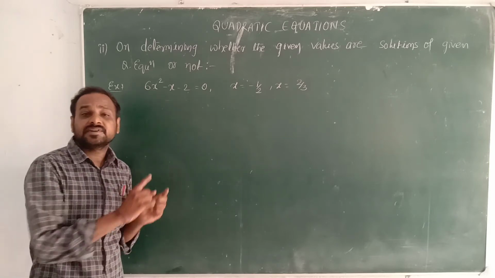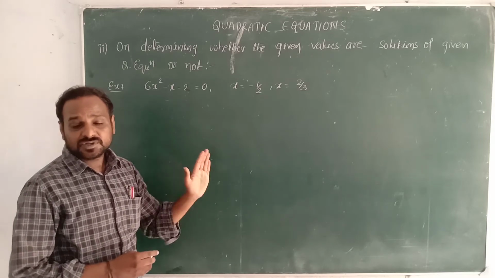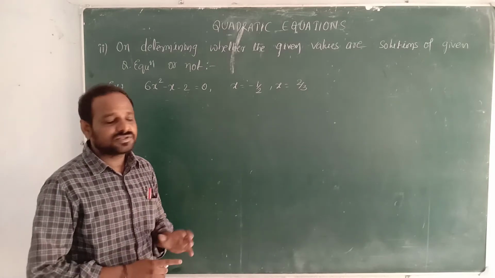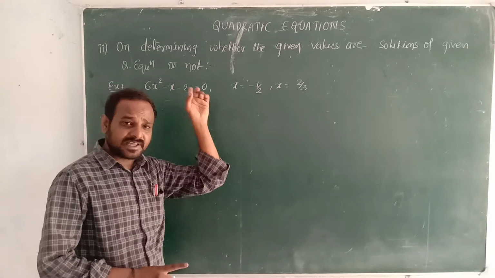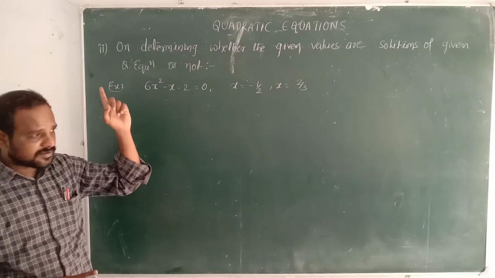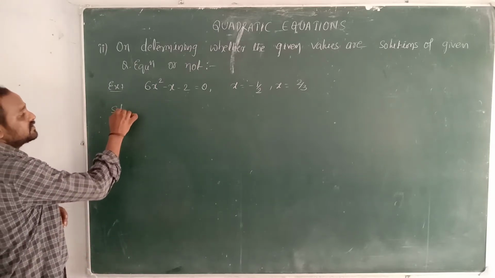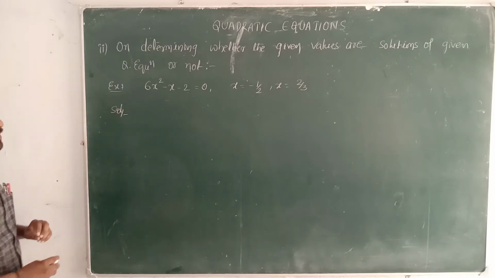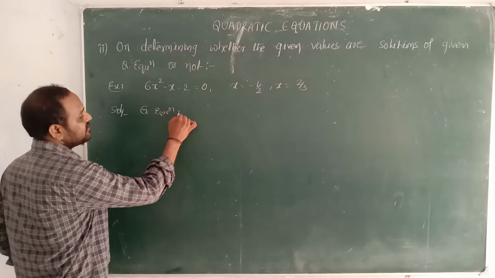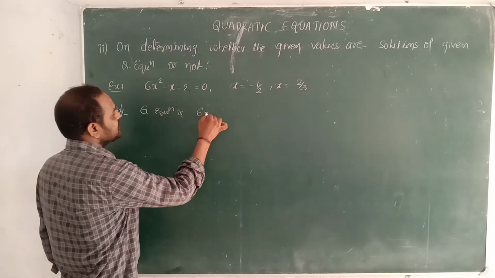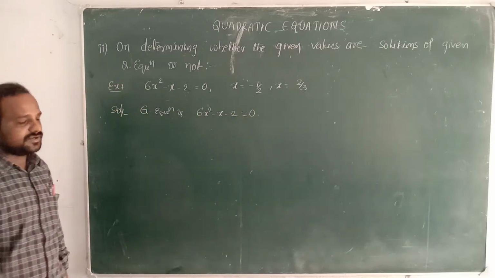Already we discussed previously that a quadratic equation has at most two solutions, two roots, similarly for a quadratic polynomial. Did you understand? So now let's start the solution for the problem. The given equation is 6x square minus x minus 2 is equal to 0.